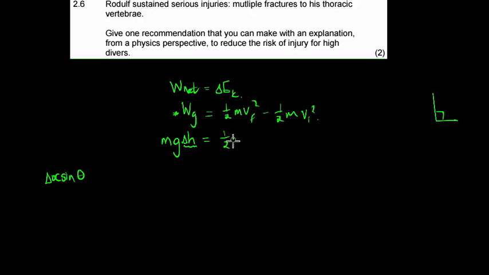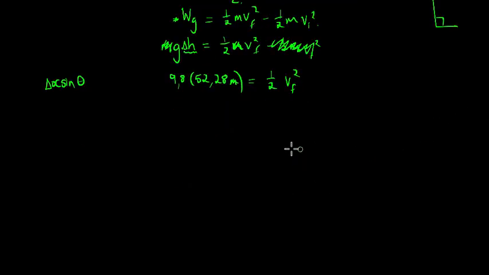Cool. So half mass times final velocity squared minus, notice mass is in every term. Cancel. So I can cancel it. I don't need to use mass. Also notice that they say he fell from the bridge, which means initial velocity is zero. So this term is not even being used. And so we have 9.8. The height was 52.28, I think. Yes. Meters. That is equal to a half of the final velocity squared, which is what I'm trying to calculate.